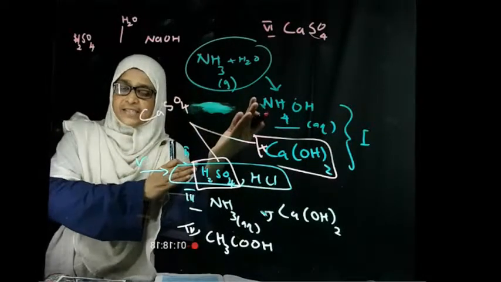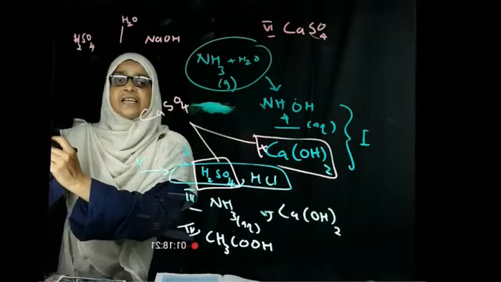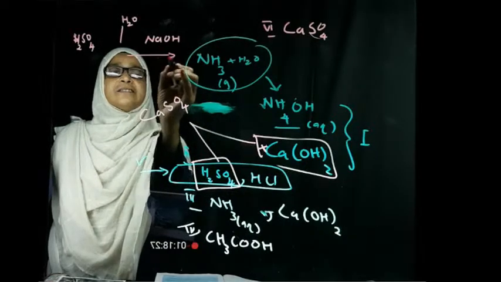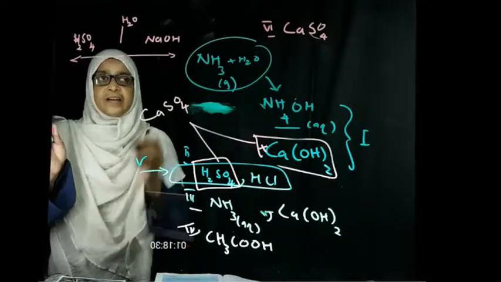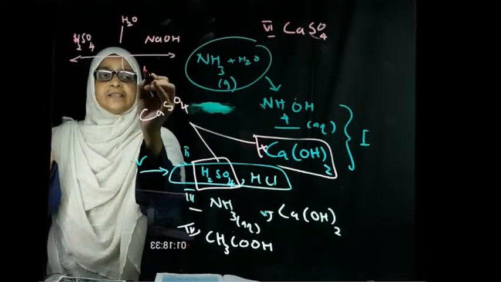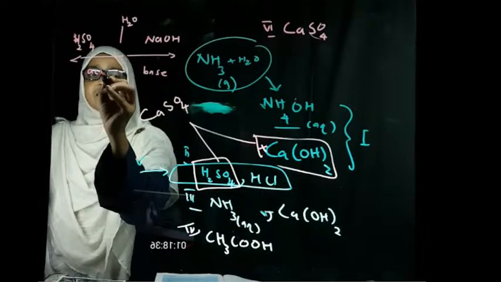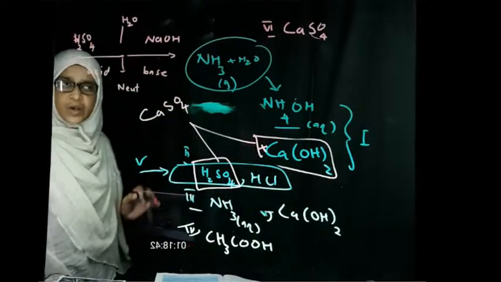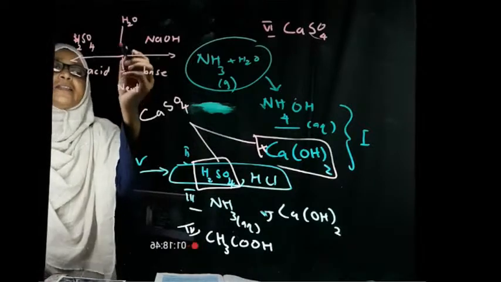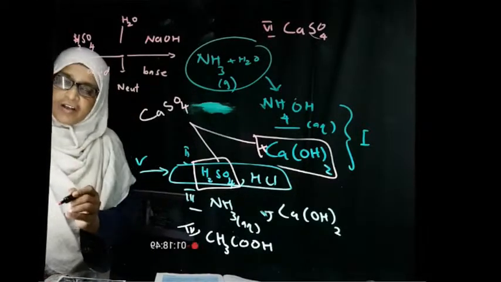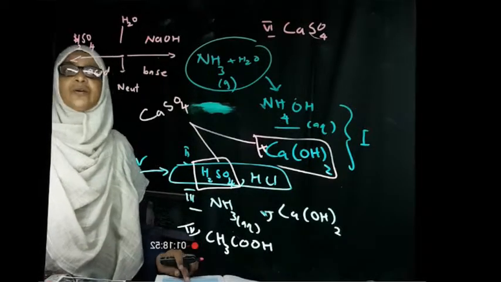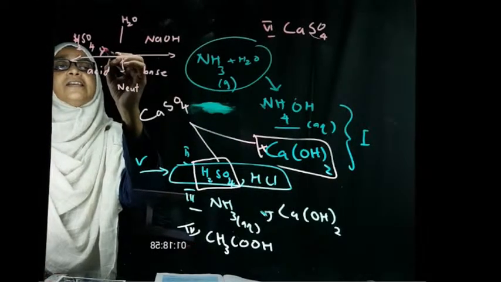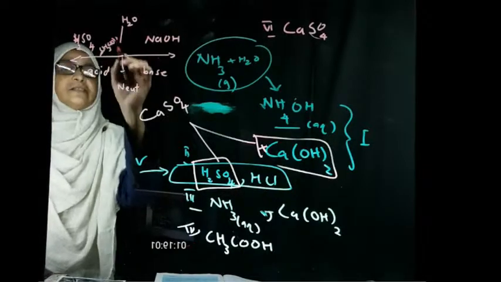Right side is base, left side is acid, and this is the neutral. The acid is in this range. Acetic acid is vinegar, so vinegar should get this position. That is CH3COOH, isn't it?